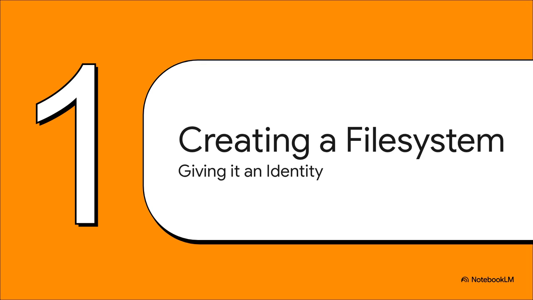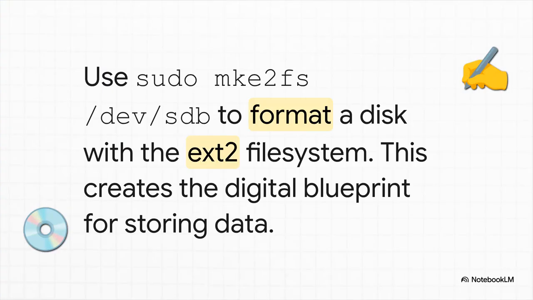Now, if you think of a raw disk as just a giant, empty warehouse, the file system is the blueprint for how everything gets organized inside. It's the shelves, the aisle markers, the whole inventory system. Without it, the disk is just a big, unusable box. To create that file system, we're going to use the mke2fs command. This tells the system to format the disk located at /dev/sdb with the classic ext2 file system. It's a really simple command that lays down that digital blueprint we were just talking about.